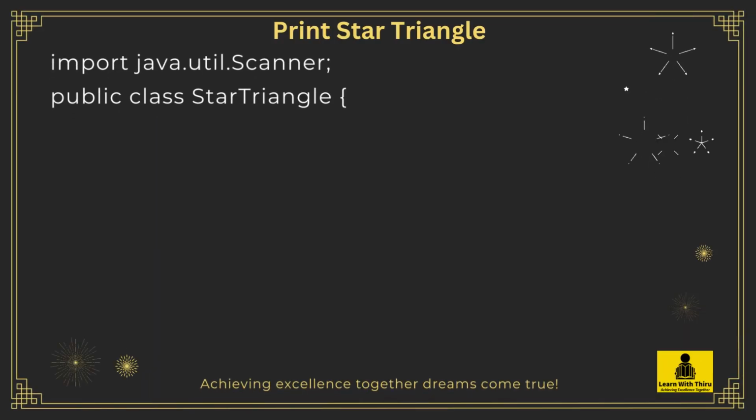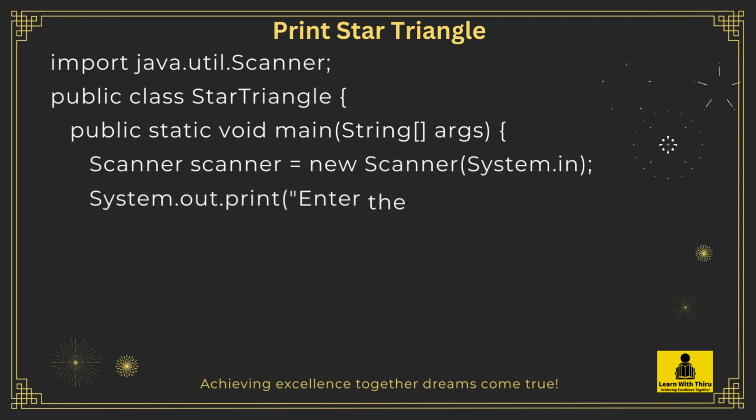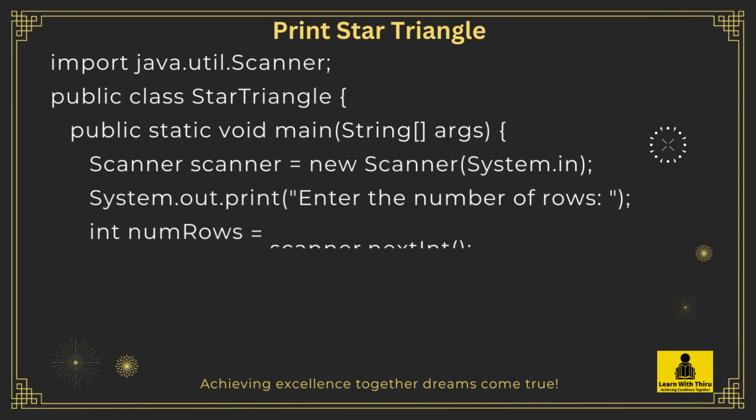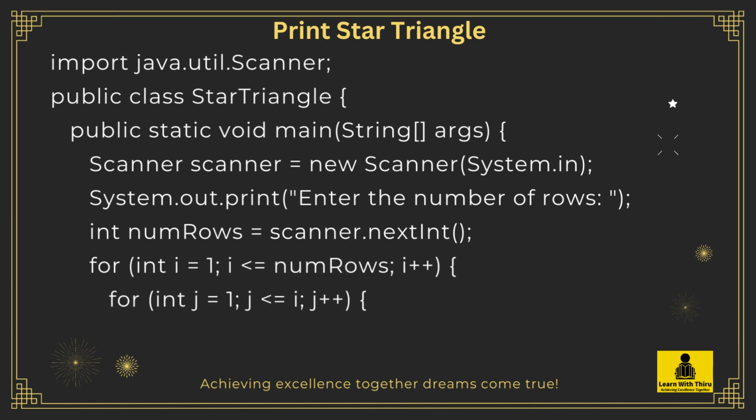Star triangle. Import java.util.Scanner. Public class StarTriangle. Public static void main(String[] args). Scanner equals new Scanner(System.in).